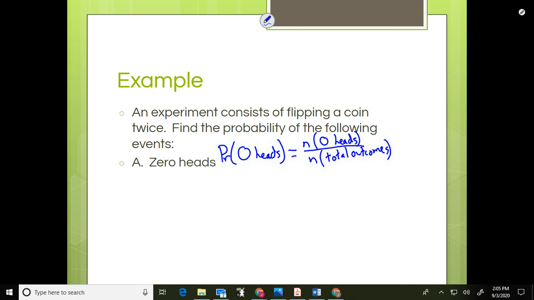So thinking about total outcomes, if I'm flipping a coin twice, I can get heads, heads, heads, tails, tails, heads, or tails, tails, right? So if we look at that, there's 4 total outcomes, right? So 4 total outcomes. How many outcomes had 0 heads? Just one of them. So 1/4. Right?